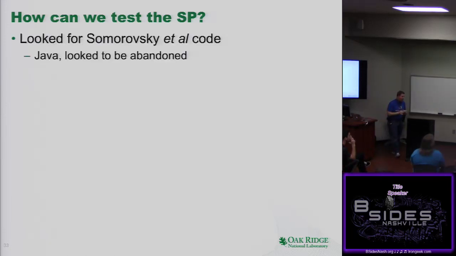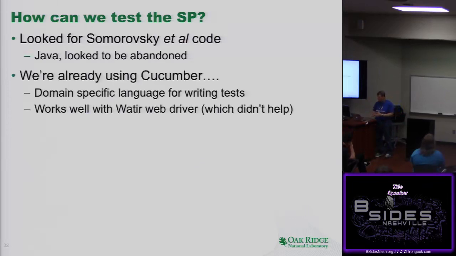I mentioned Samarovsky's paper. That was the 2012. We went to look for their code. It was written in Java, which is not my particular language of choice, and it looked to be largely abandoned. I think this was somebody's master's thesis, and that student then went off to a real job, and the code was abandoned. JT and I had been working on some testing of our existing infrastructure tools, some synthetic transactions, and we've been using Cucumber, which I will talk about in a minute.